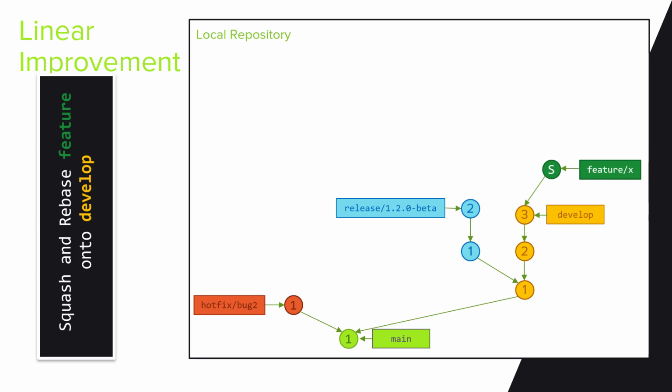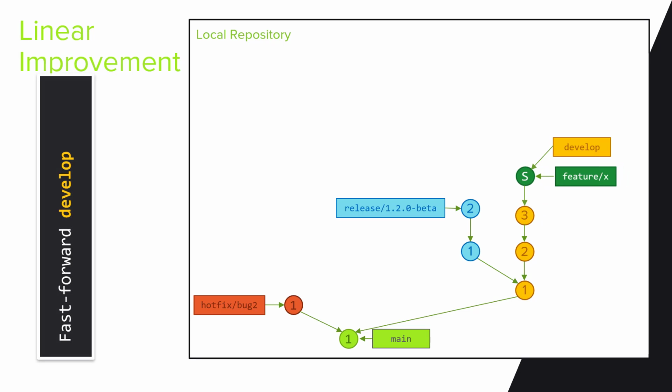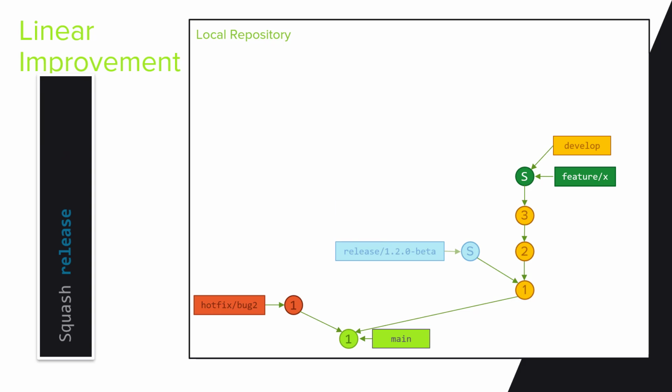Squashing will reduce our commits on the feature to only one. This commit we then rebase onto develop. This helps us in case of merge conflicts, since we only have one commit, so we only have to resolve the conflicts once. Of course, we now fast forward develop like before. We can do the same process again on the release branch.